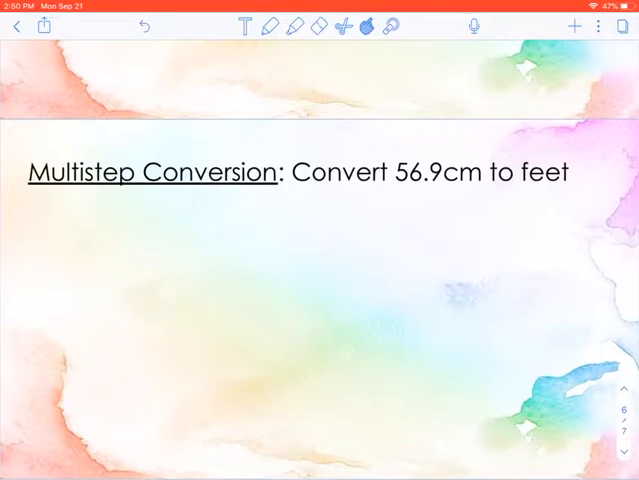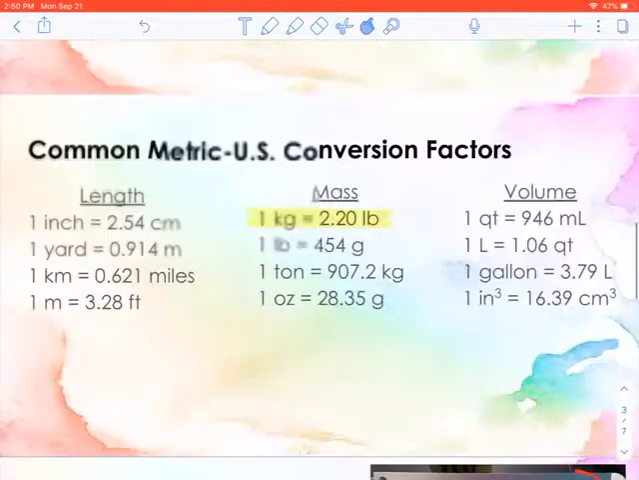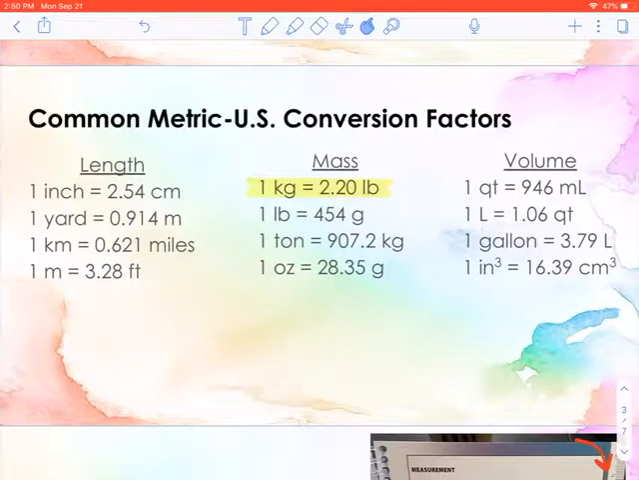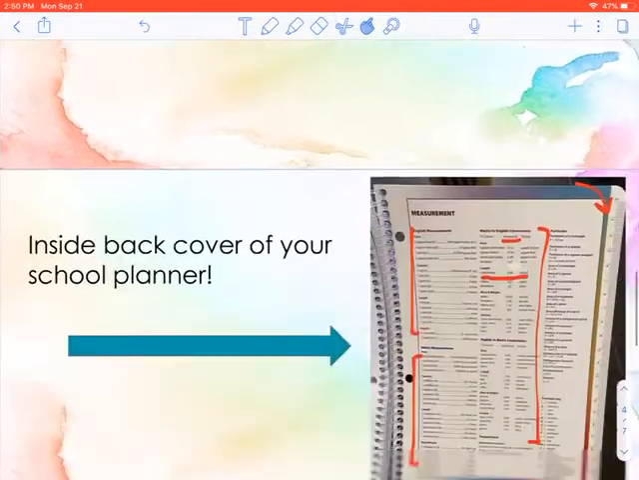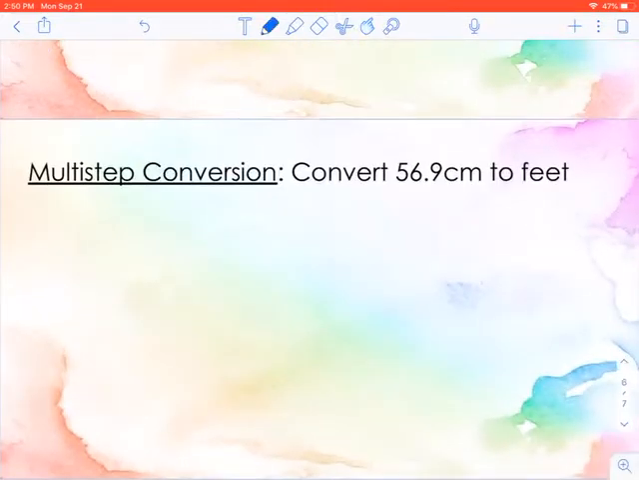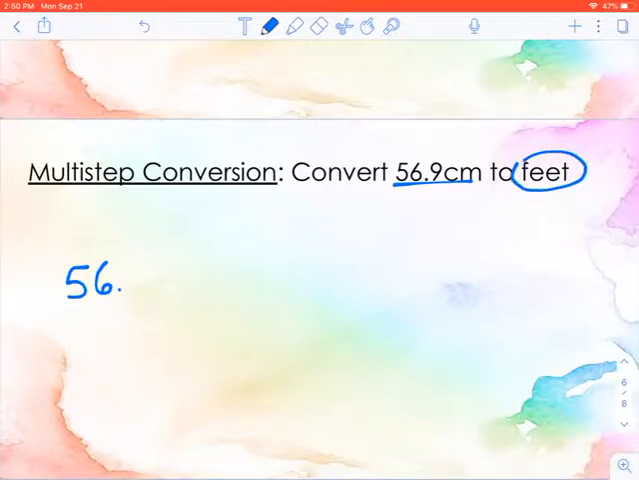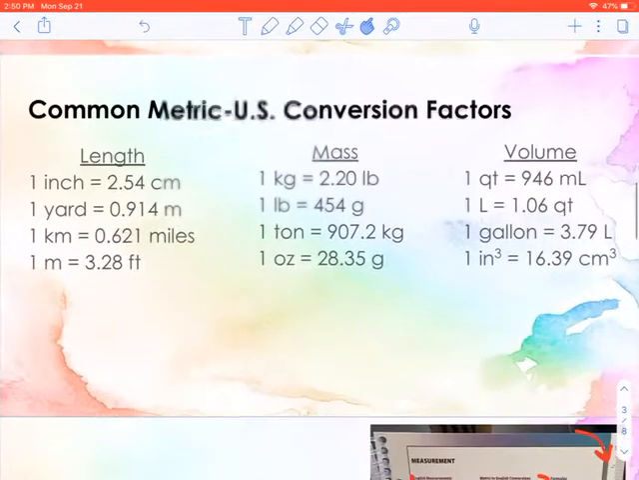Now, sometimes you will need to do a multi-step conversion, and that's because when you look at your conversions, you don't actually have one that will get you from your given unit to your wanted unit. So sometimes you have to be creative and pick a couple to string together in order to make it work. So for this last one, our given is 56.9 centimeters, and I want to convert that to feet. So I'm going to go ahead and write 56.9 centimeters times in a line, and let's see if I can get from centimeters to feet with my conversions.